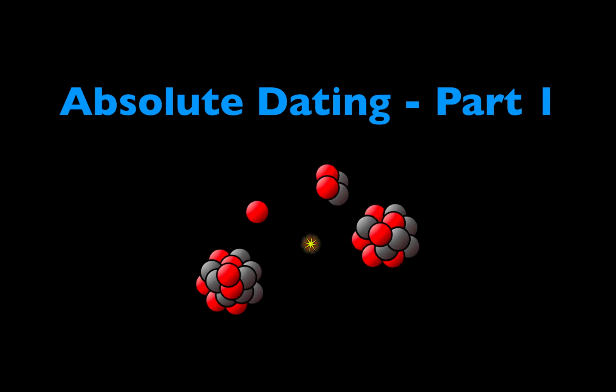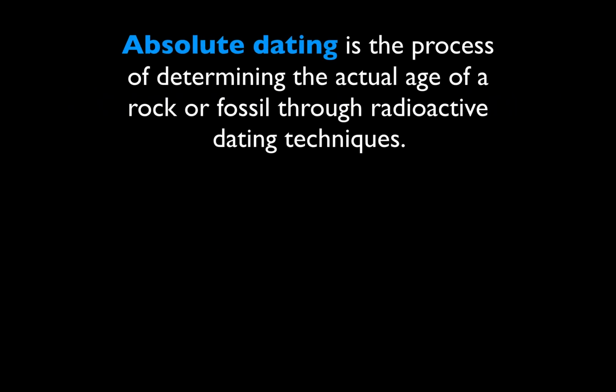In this video, we're now going to learn about the process of absolute dating. Relative dating is where we spend time learning about how we can compare the rock ages of different events and layers by just saying simply who's older and who's younger. Absolute dating is different because it puts an actual number to it. So specifically, absolute dating is the process of determining the actual age of a rock or fossil through radioactive dating techniques.